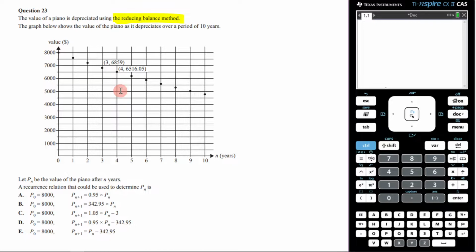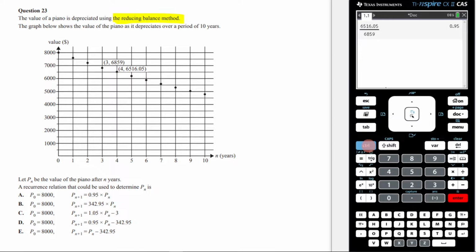Okay, so to do this, what I would do is I would take both of these values and divide them by each other. And it's going to tell me what percentage one is of the other. So you'll see this in action now. If I come over here and I go control divide, and then I've got 6516.05. I'm putting my smaller number on top, and that's because I know it's depreciating and not increasing. It's decreasing, not increasing, and that will give me, wait for it, this right here, 0.95.